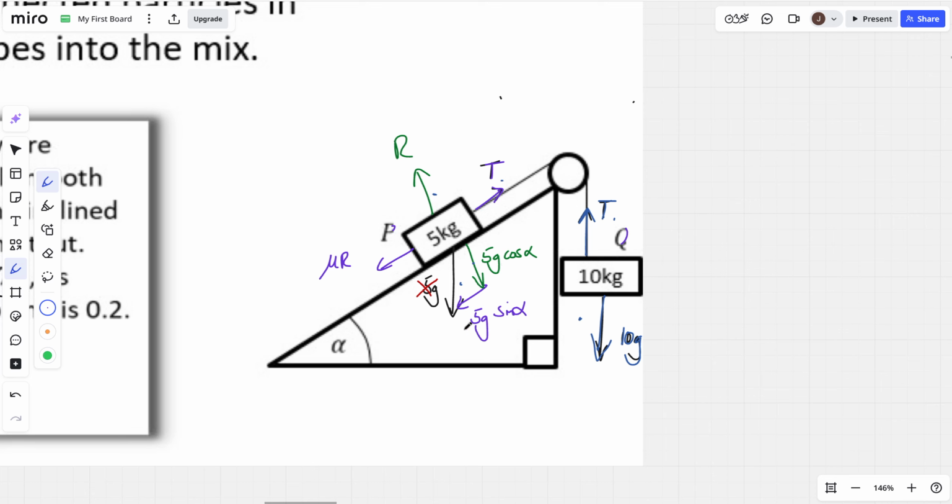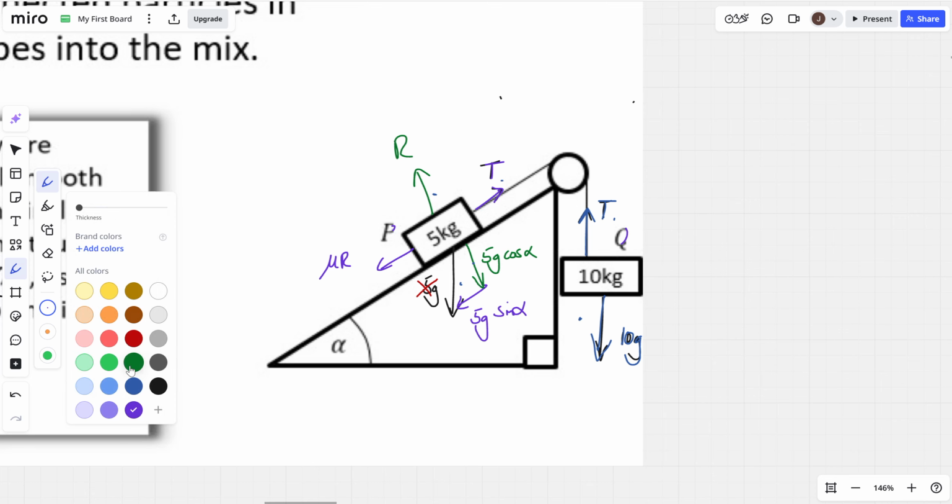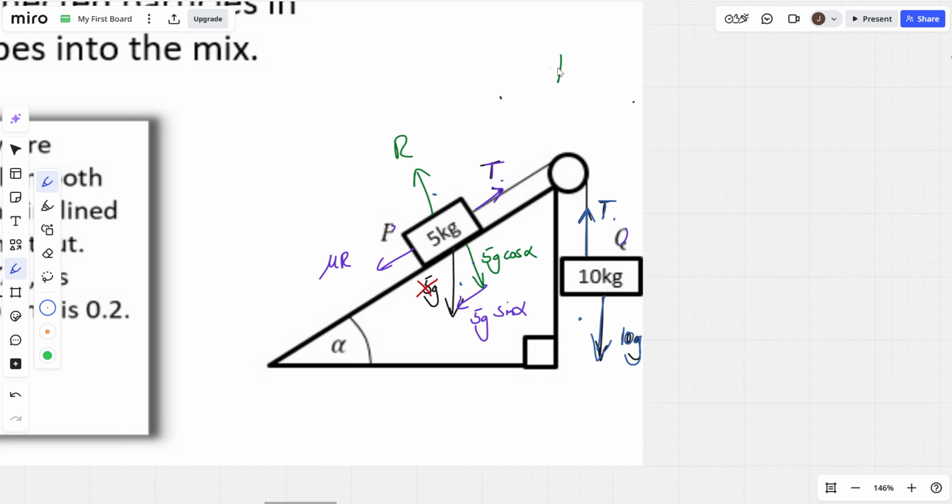Okay, and now we should have enough information to start working things out. So let's handle these equations one at a time. I'm going to do the R equation because that's the easiest one here. So R is equal to 5G cos alpha, and cos alpha is 4/5. So R is 4G. So we can just use R as 4G anywhere we like now.